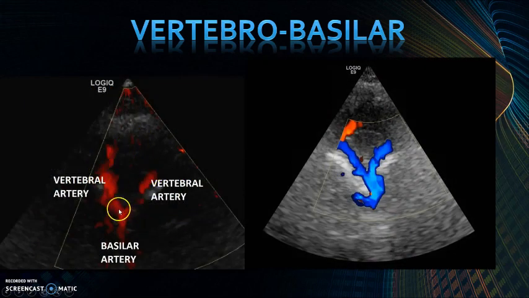So here is another view. That's the same view from before. This is power Doppler. That's why it's encoded in red. Here is your Y-shaped structure, which are both vertebral arteries, and then the basilar artery going away from the transducer. So the blood flow is going to be encoded in blue and will be below baseline on spectral Doppler.